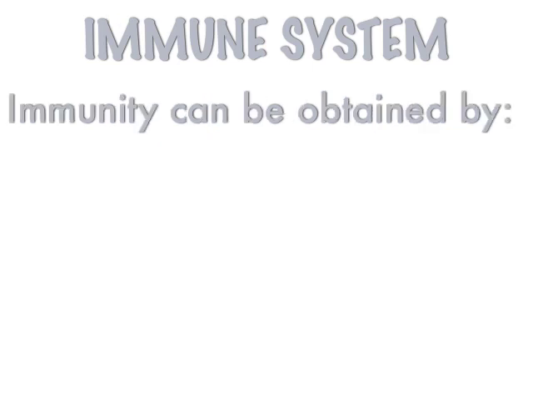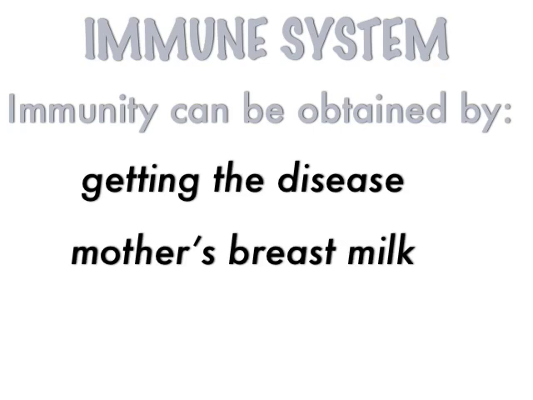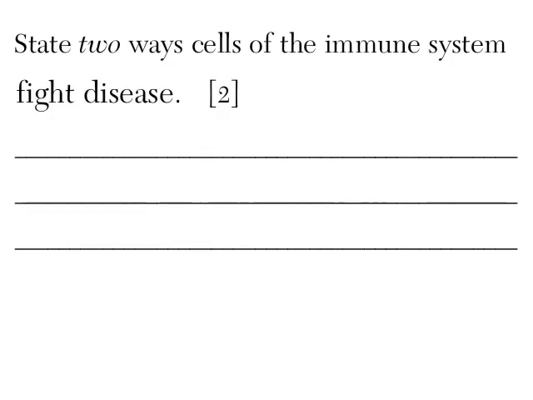In the immune system, immunity can be obtained by, that means, how do you get immune to stuff? Well, one way is you can get the disease, and if you get it, that means you make antibodies for it. Two, it can be passed on to children through mother's breast milk. Mom makes antibodies and passes them. And the third one is to get a vaccine, which is a dead or weak version of the disease in a shot, which you get and love, of course.